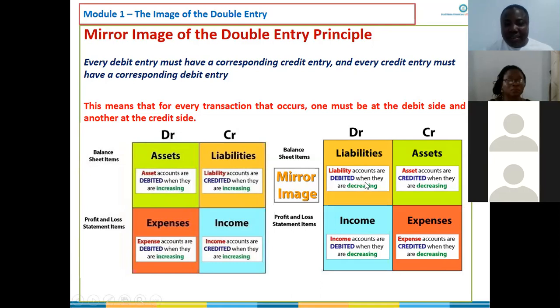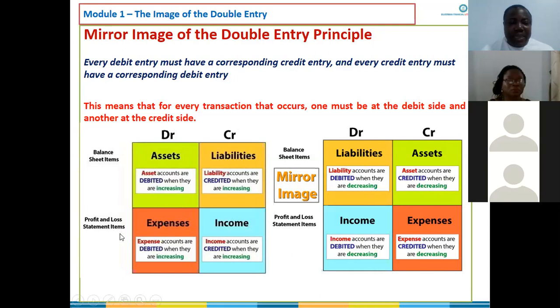Now let's look at the mirror aspect. What happened over here? On the liability side, liability accounts are debited when they are decreasing, and then asset accounts are credited when they are decreasing. Okay, this we are going to explain more. Now let's come to the profit and loss side.